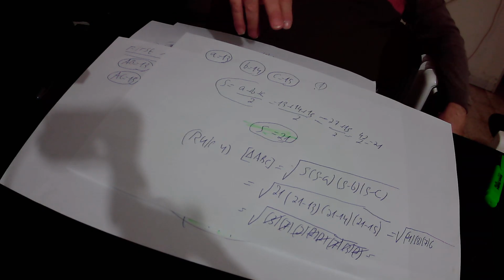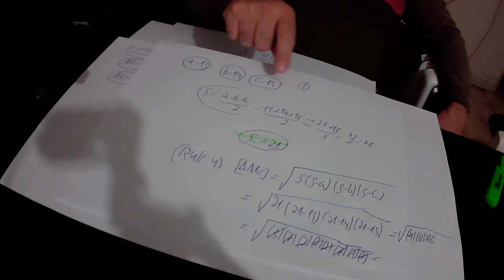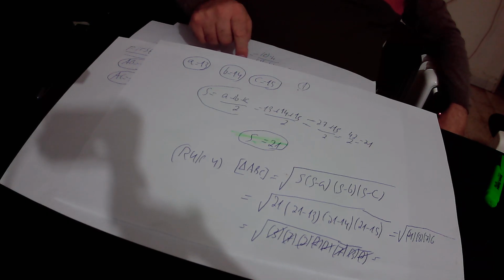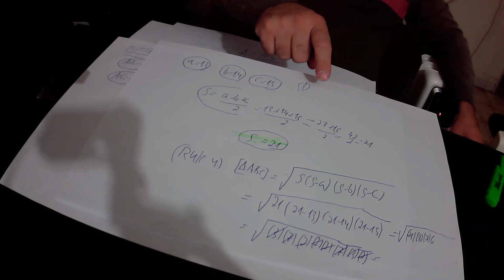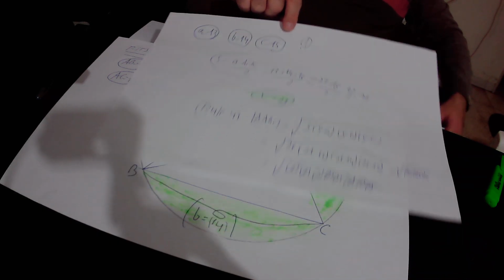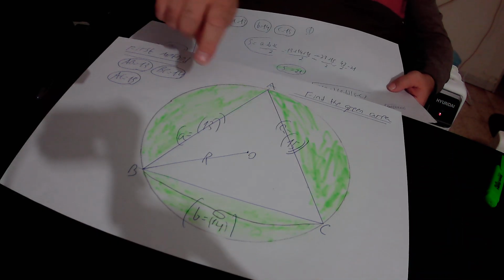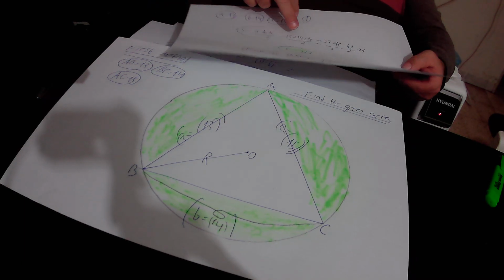We found the semi-perimeter of our triangle, triangle ABC. The semi-perimeter of triangle ABC equals A plus B plus C over 2. That is the perimeter over 2. A is 13, B is 14, and C is 15, over 2. 13 plus 14 is 27, plus 15 is 42, and 42 over 2 is 21. So we found that the semi-perimeter of this triangle ABC equals 21 units.